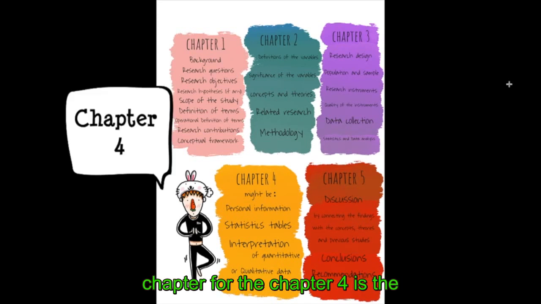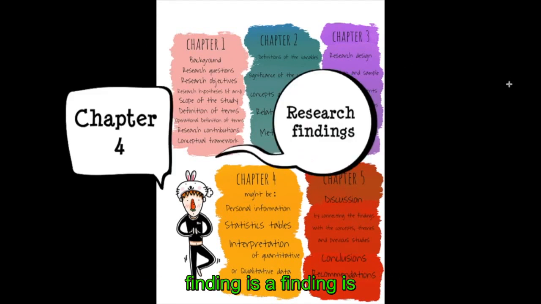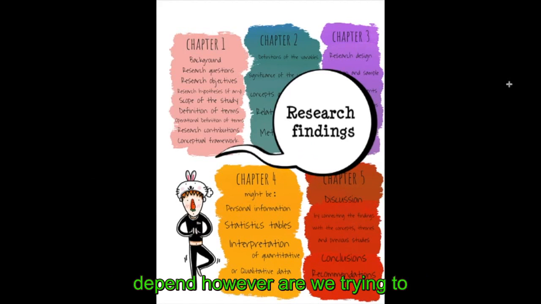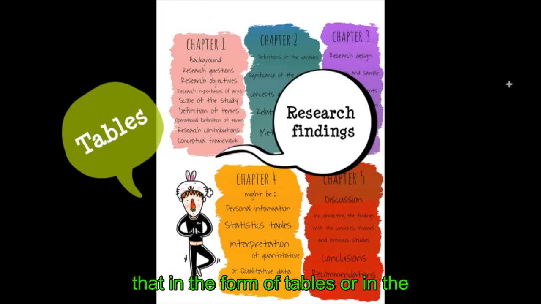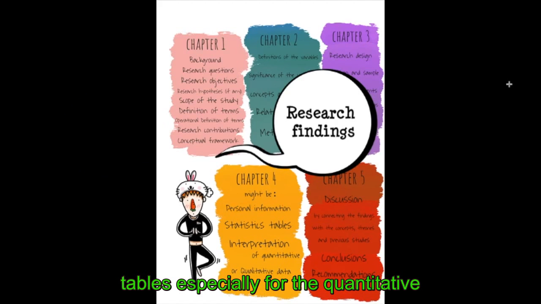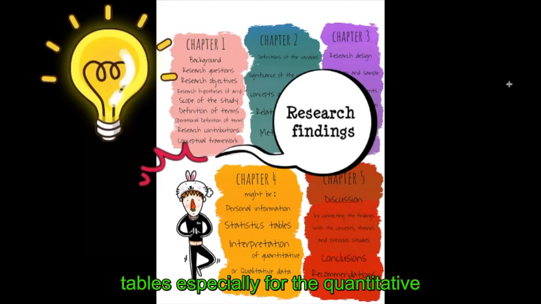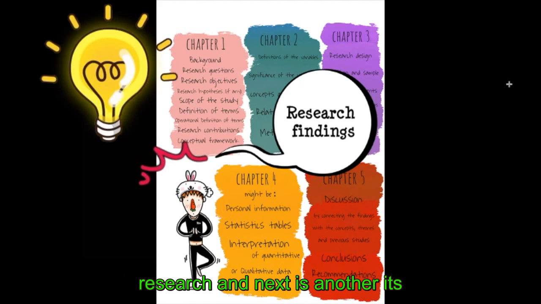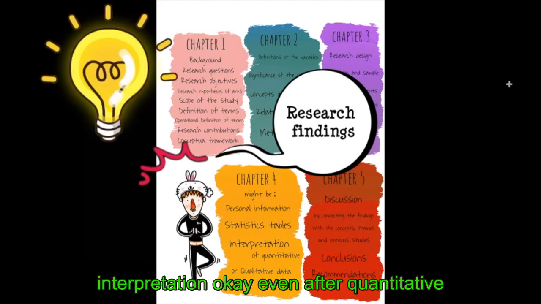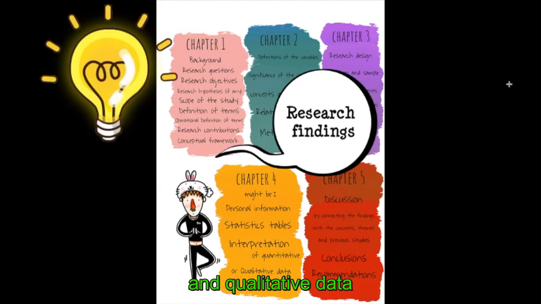Next, chapter 4. Chapter 4 is the findings, or research findings, or it depends. However, I will try to show some. It might be personal information, for either quantitative or qualitative research. You can show that in the form of tables or in the form of narrative. Next are statistic tables, especially for quantitative research. And next is the interpretation, okay, of both the quantitative and qualitative data.